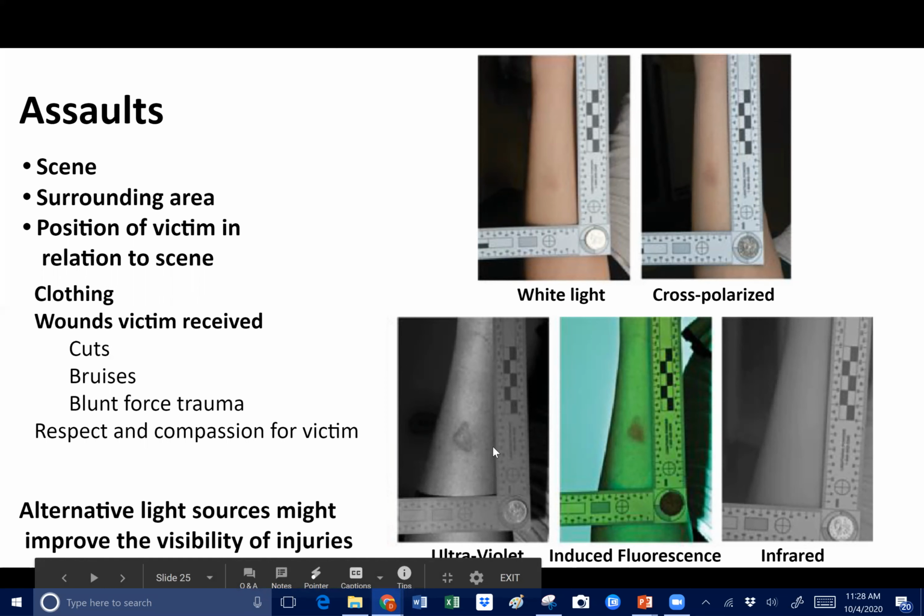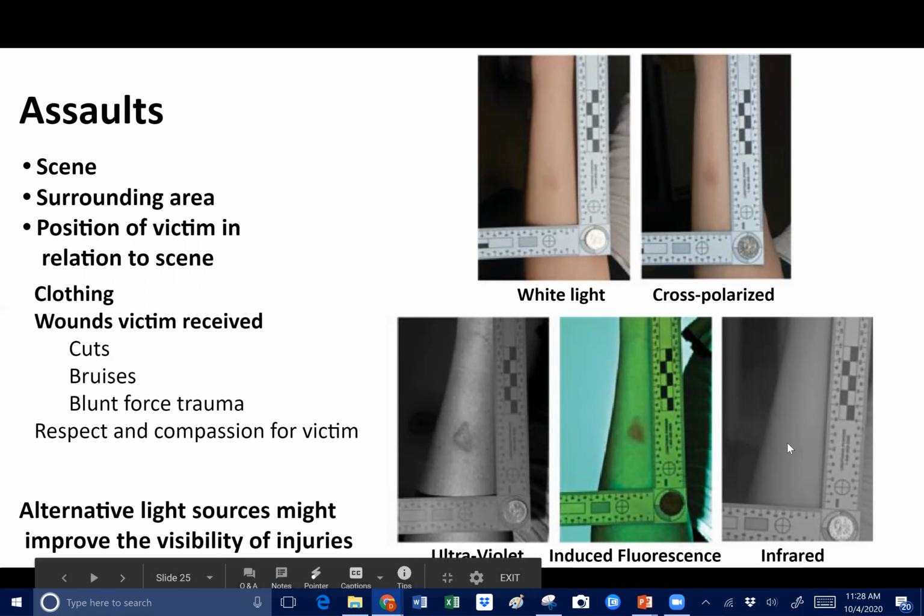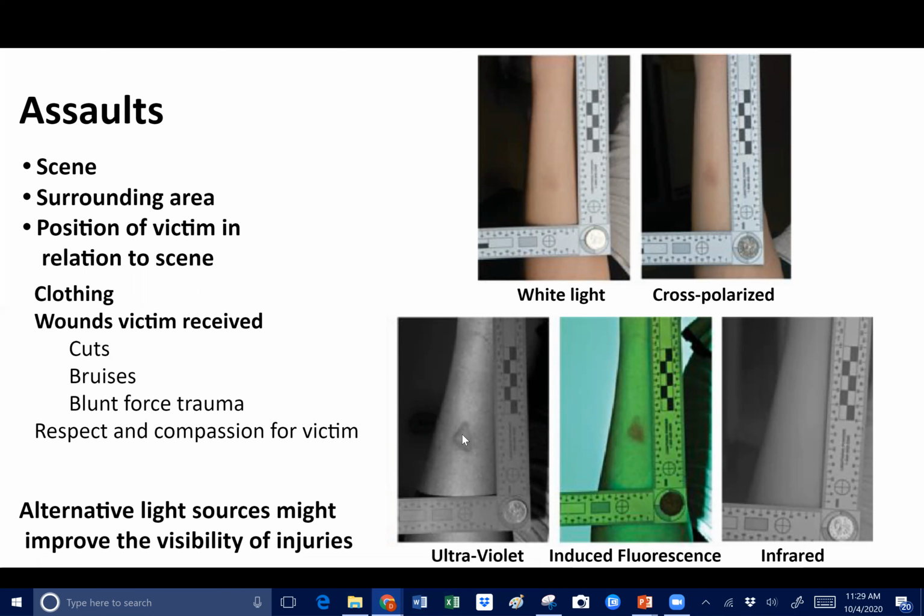Ultraviolet light shows a really clean definition of the pattern here. Induced fluorescent light here, and infrared light you can't see anything on. Infrared is just like the heat pattern, so that's going to be the least. So the ultraviolet light is the most definitive, and you can see that there's actually a pattern here. So this person was hit by something that's triangular shaped.